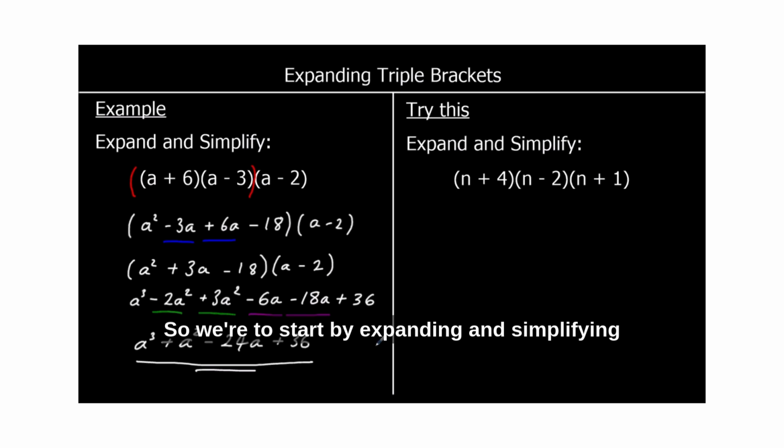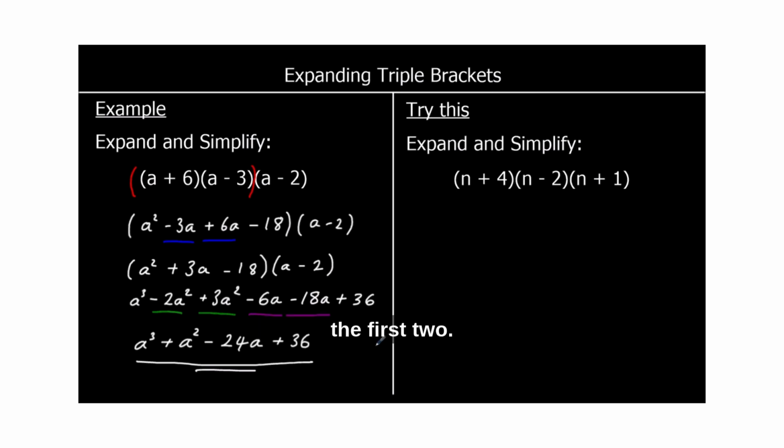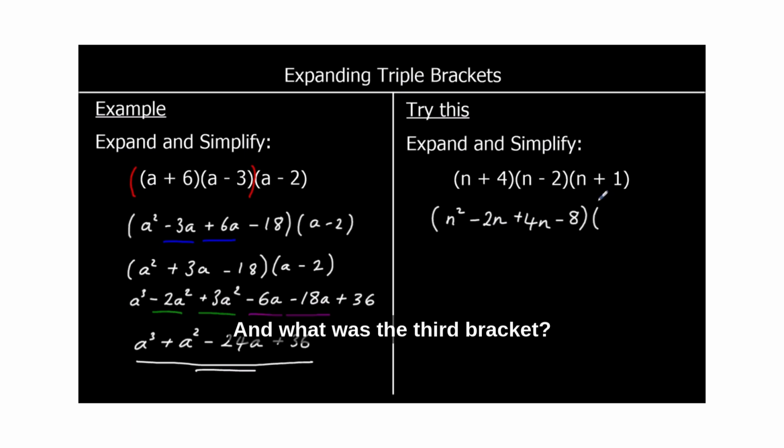So we're going to start by expanding and simplifying the first two. So we've got n plus 4 times n minus 2 to start with. So we're going to do n times n is n squared. N times negative 2, negative 2n. Then we've got 4 times n, which is 4n. And 4 times negative 2, negative 8. And what was the third bracket? N plus 1 is still on the end.